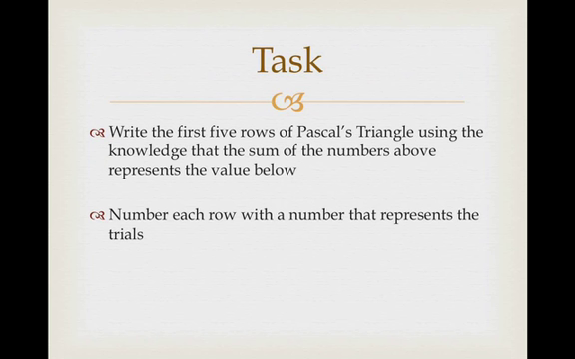So now something that would help, answering a few of the next questions, although I'm going to go through the answers, would be to actually have Pascal's triangle in front of you. So with the knowledge that the sum of the numbers above represents the value below, have a go at constructing the first 5 or 6 rows. And number each row with the number that represents the trials, so you can easily pick out the rows. You can pause the video while you do this.